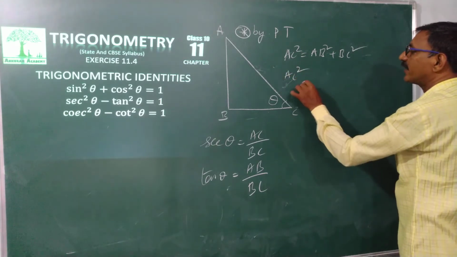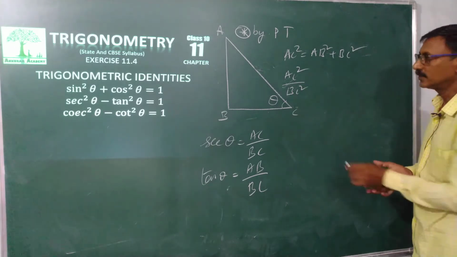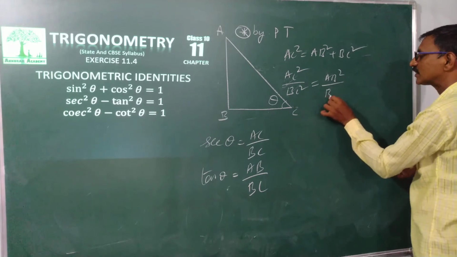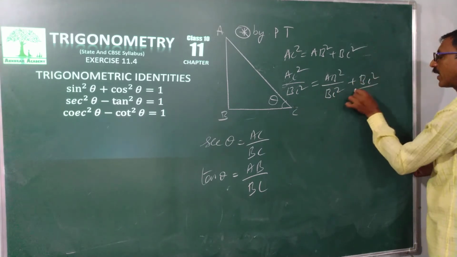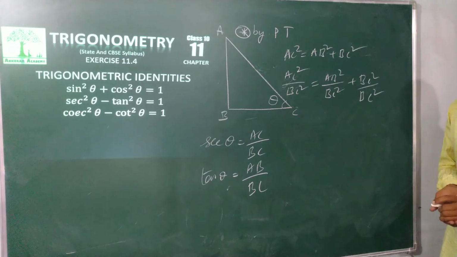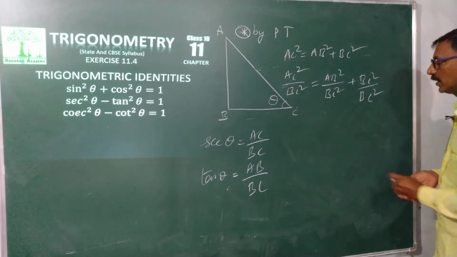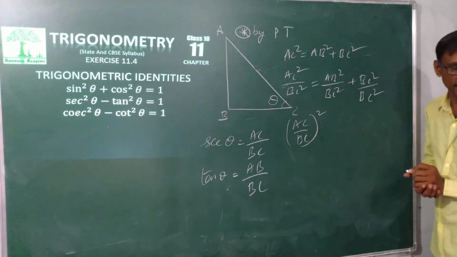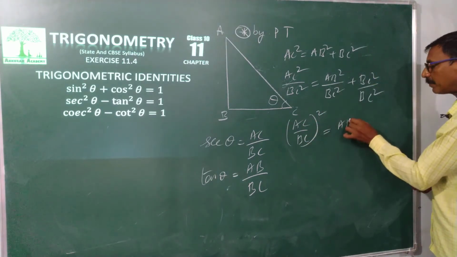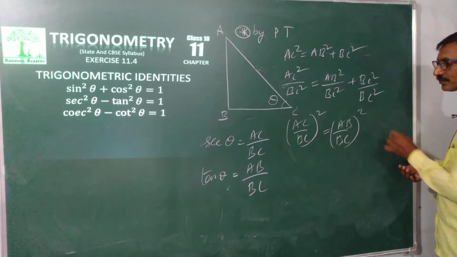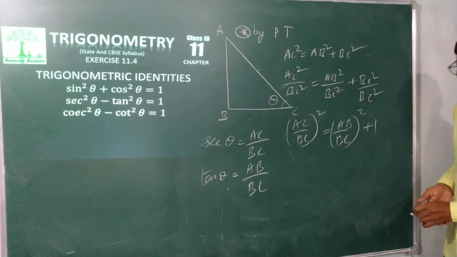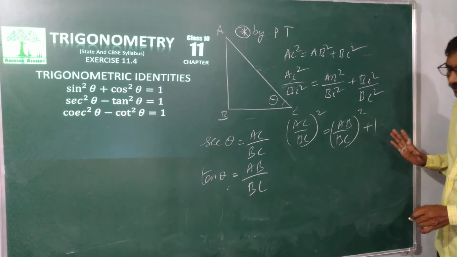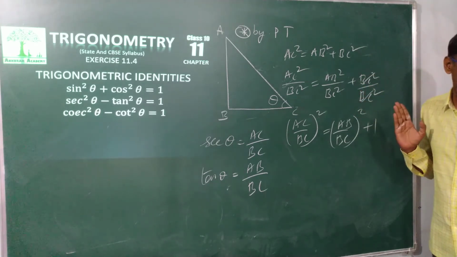So AC square divided by BC square is equal to AB square divided by BC square plus BC square by BC square. Am I clear? Can I write (AC by BC) whole square is equal to (AB by BC) whole square plus 1. This is my plus 1. BC square by BC square is equal to 1. These two get cancelled, we get 1.